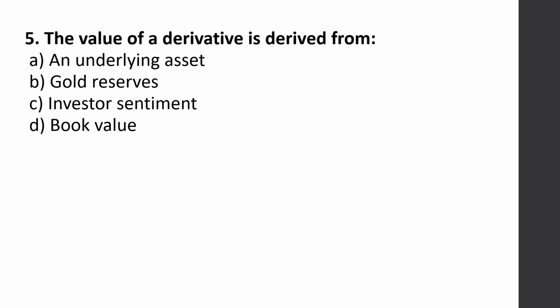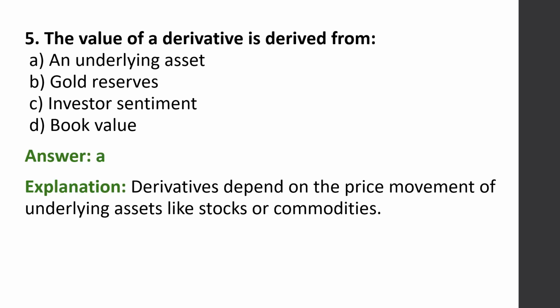Next question. The value of a derivative is derived from option A. An underlying asset. Option B. Gold reserves. Option C. Investor sentiment. And option D. Book value. Correct answer is option A. Derivatives depend on the price movement of the underlying assets like stocks or commodities.